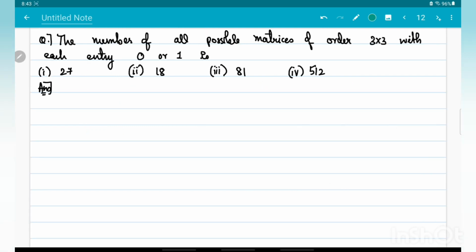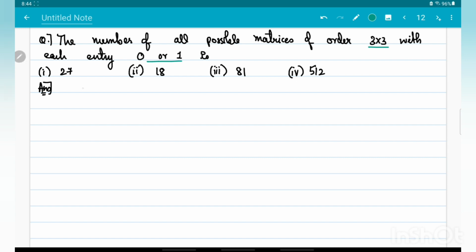Now let us see one more question. In this question they are asking the number of all possible matrices of order 3 by 3 with each entry either 0 or 1. Basically you have to find how many matrices are possible which have the order 3 by 3, and in these matrices the elements entered should be either 0 or 1. No other element can be entered apart from these two, and the order of the matrix should be 3 by 3. So these are the two conditions, and they're asking how many matrices are possible with them.